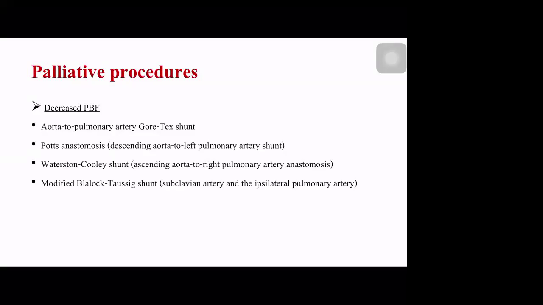If the patient presents with decreased pulmonary blood flow, the options of palliation are: number one, aorta to pulmonary artery direct palliation with a Gore-Tex shunt; Potts anastomosis, that is the creation of a shunt between the descending aorta and LPA; and Waterston-Cooley shunt between the ascending aorta and the RPA. But these three types of shunt are not performed nowadays because we have the modified BT shunt in our hand, which places a shunt between the subclavian artery and the ipsilateral pulmonary artery.